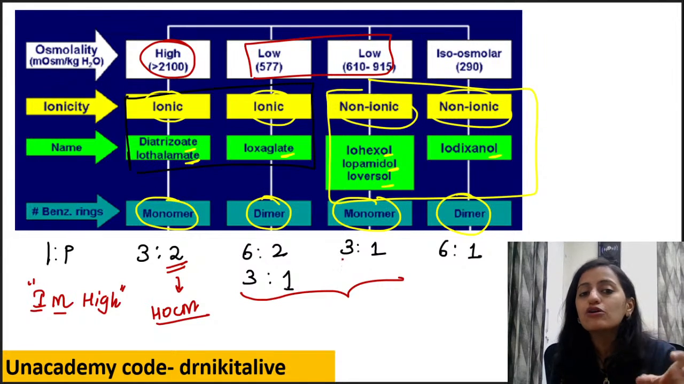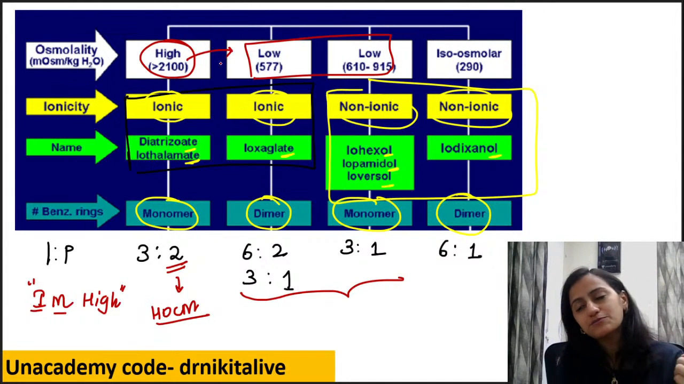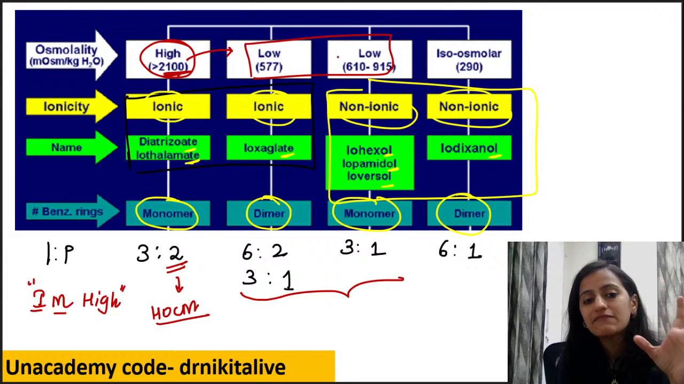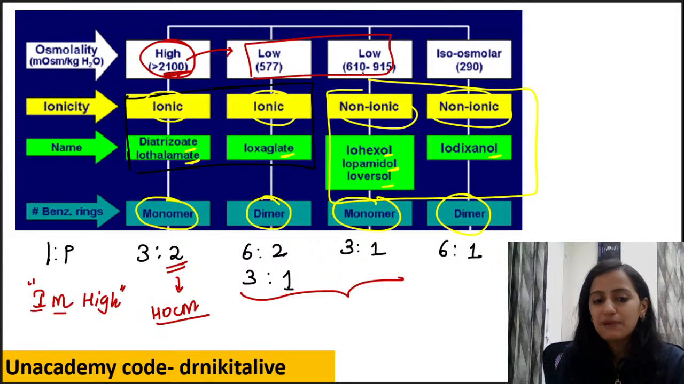But remember that low osmolar does not mean that the osmolality is less than plasma. It just means that as compared to high osmolar, the osmolality is less. High osmolar is 2100. These are 600 to 900, which is more than plasma.